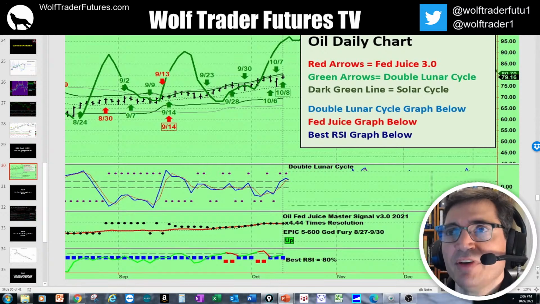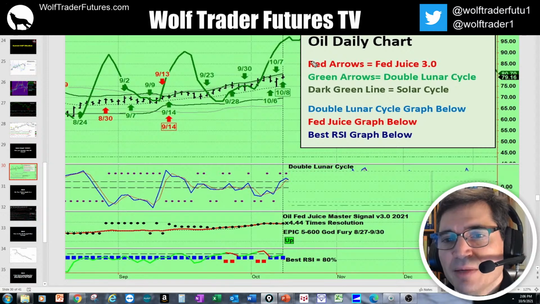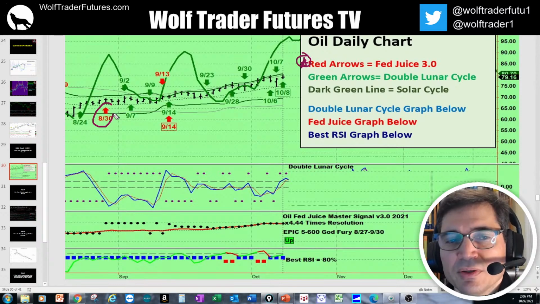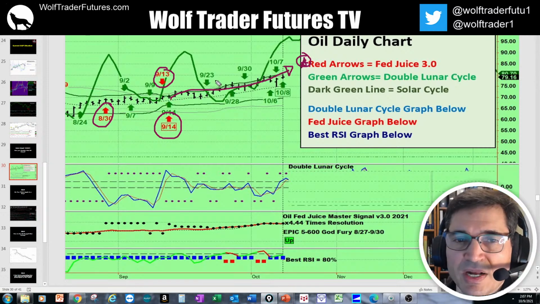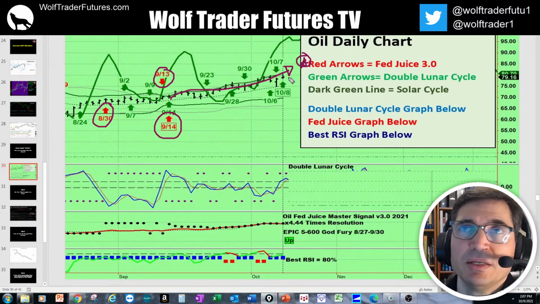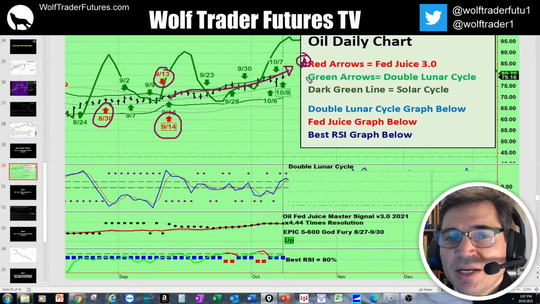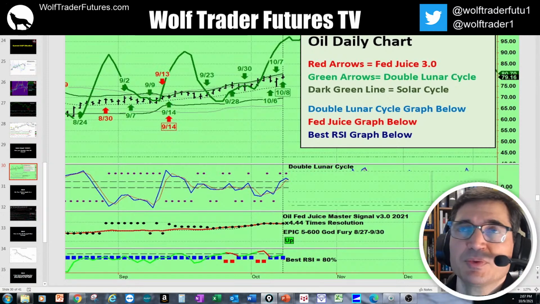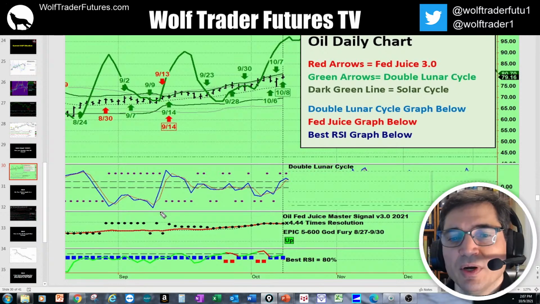The red arrows are the Fed juice, the green arrows are the double lunar, and the dark arrows are the solar cycle. So let's talk about the Fed juice first. These are the red arrows here. So this is a buy, this was the sell, this was the buy. It's been in a buy since 9/14, so it's picked up most of this rally into here. So that's the trend, which is the Fed juice. Now the green arrows are the double lunar cycles, so that's what this is here. So these green arrows also work with that. Sometimes when you line those two up together, they can work very well.